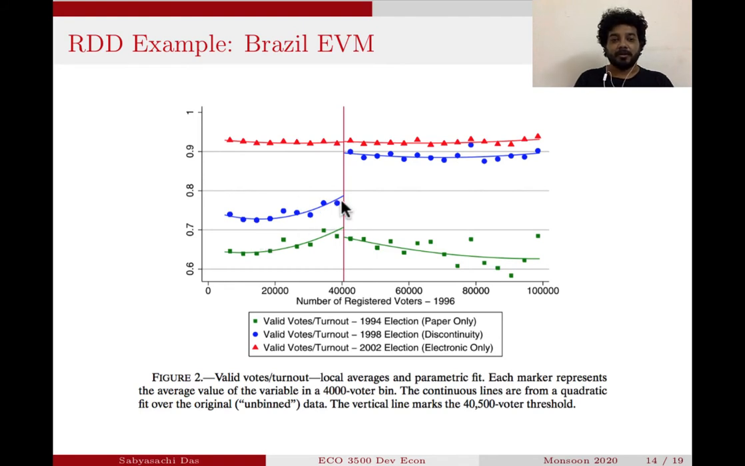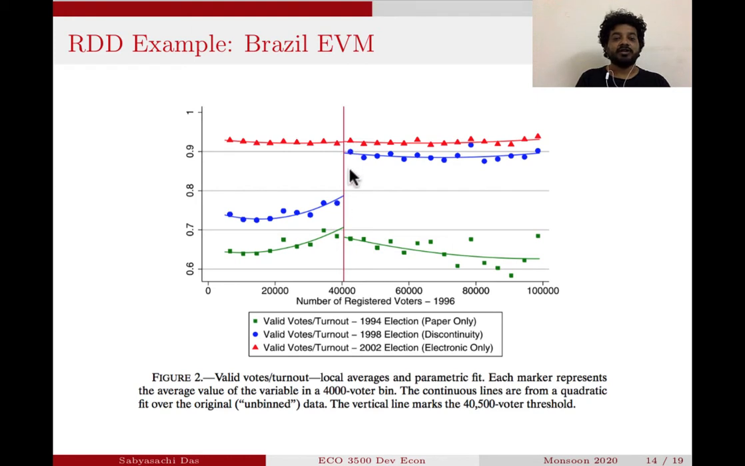that use paper ballot. But right when you cross the threshold of 40,000, the point is that the municipality here is very similar to the municipality here, right? They both had close to 40,000 population. One had maybe 39,500, another 40,500. So their populations are very similar, so there shouldn't be any sudden jump in their valid vote percentage. It should be continuous. But if there is a jump, as the author finds, then it can only be attributed to the fact that these guys had EVM. So this vertical jump is the discontinuity in the outcome variable.